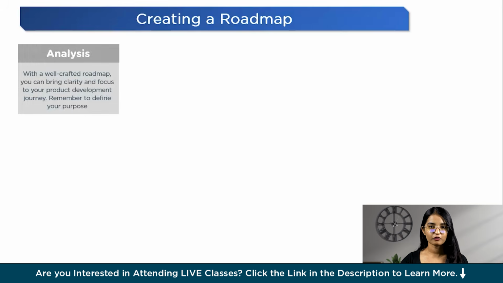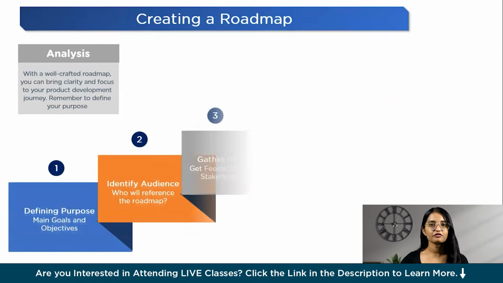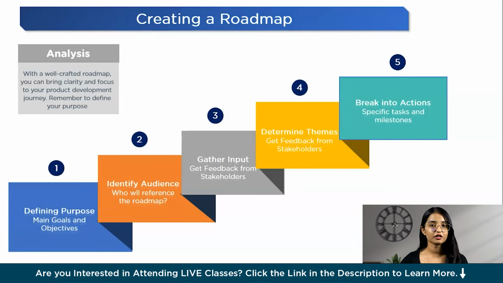Creating an effective product roadmap doesn't have to be complicated. With a well-crafted roadmap, you can bring clarity and focus to your product development journey. Remember to define your purpose, identify your audience, and be ready to adapt along the way. Let me walk you through the 7 key steps. The first step is to define your product purpose.